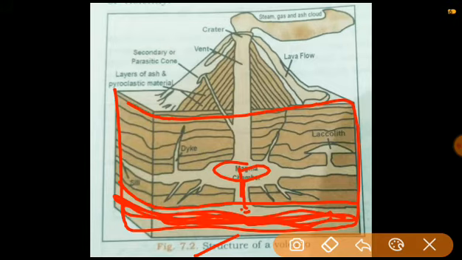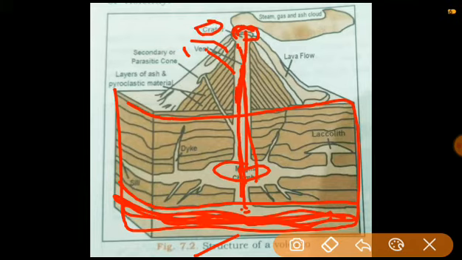When this magma comes out through a narrow tube, just like a pipe, this pipeline is called the vent. Remember, this main pipeline is called the vent. And the opening mouth where the lava comes out is called the crater. I hope it is clear. You only have to remember the names.